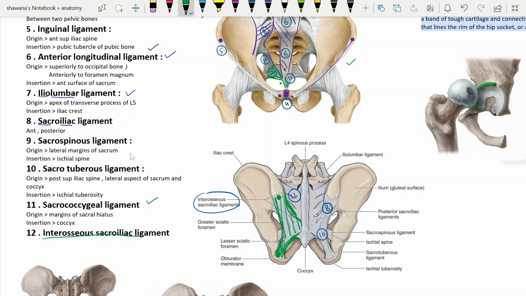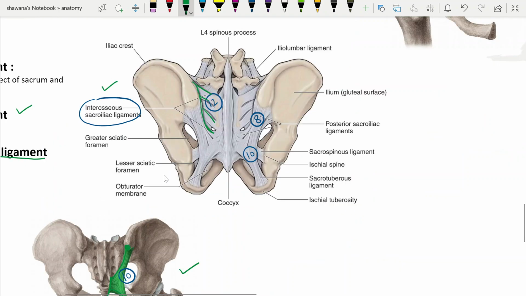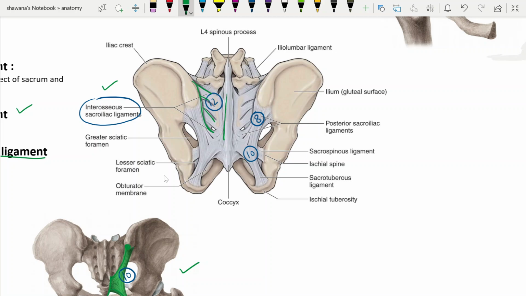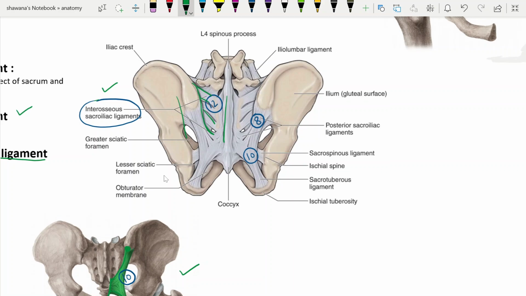The last one finally is the interosseous sacroiliac ligaments. Interosseous sacroiliac ligaments are this one, and if we remove, let's make it clear. The interosseous sacroiliac ligaments are these ones. These are very strong ligaments between the sacrum and the ilium, and apart from the anterior and posterior sacroiliac ligaments, these also provide much force attachment between the two bones.